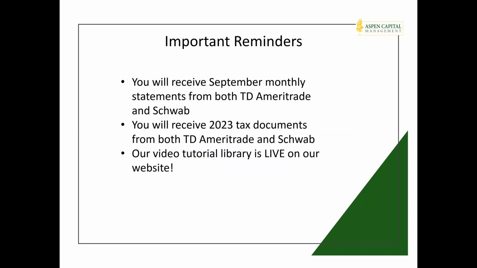The first thing we'd like to cover is just a couple of reminders. You will be receiving September monthly statements from both TD Ameritrade and Schwab. An extra note on this front is if you have any residual account activity in your TD Ameritrade accounts, which could happen for up to the next 90 days if you have any checks that didn't clear or trailing dividends or anything like that, you will continue to receive additional statements from TD Ameritrade as long as that residual activity is taking place.